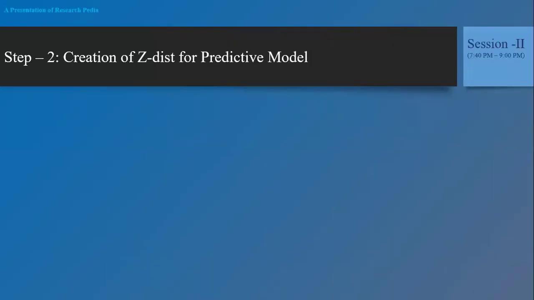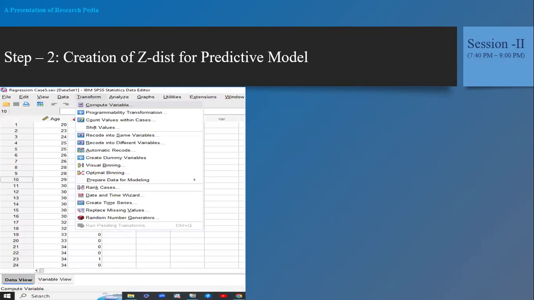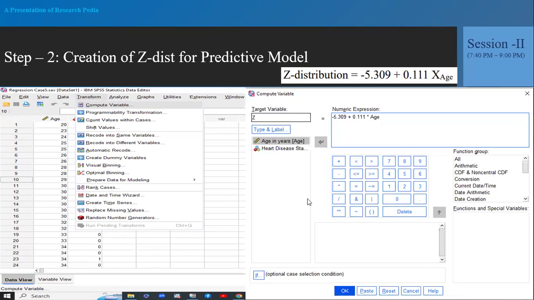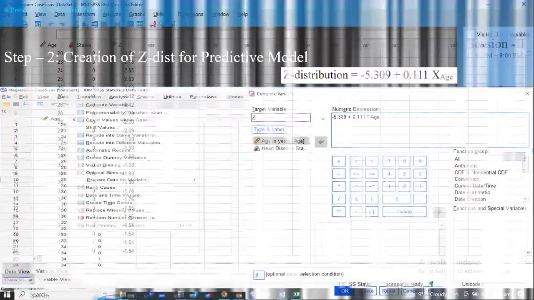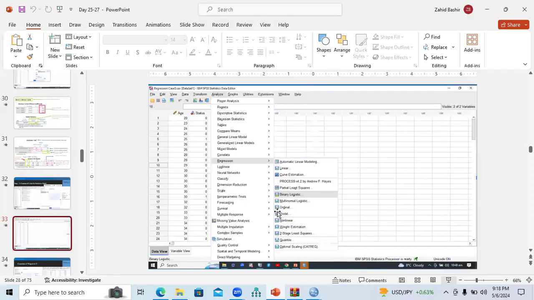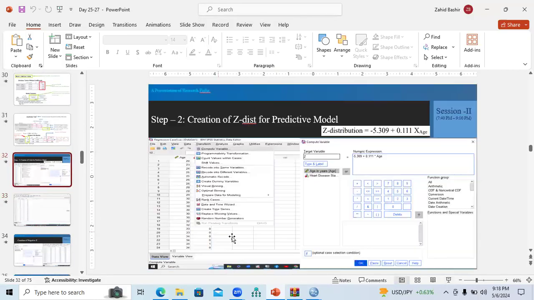So what we need to do, the second step is the creation of Z distribution for predictive model. So how can we create the Z distribution? First of all, we go to compute variable. In the compute variable, we need to put our predictive model as a Z distribution here. We need to consider the same model here, and we can compute it as a Z distribution. And it will show us this column. So let us consider this procedure practically.